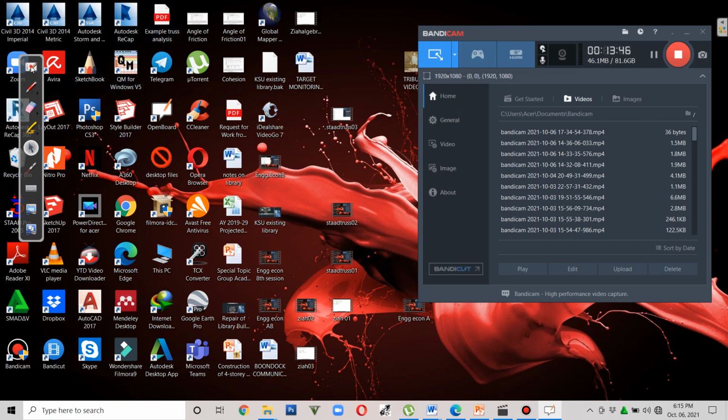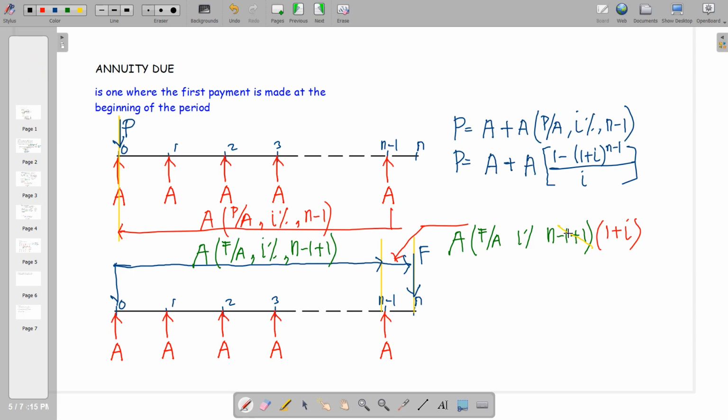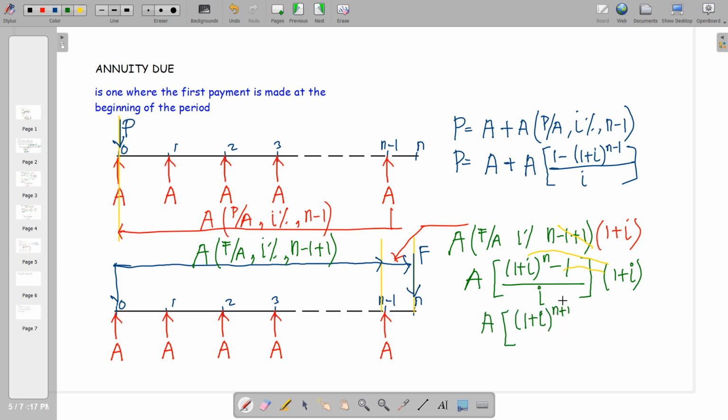So we can cancel that one. Okay. We can now omit that one. Then we substitute the formula of this. We have (1 + i)^n − 1 all over i(1 + i). So this time we are going to distribute this to the first term and the second term. We have (1 + i)^(n+1), less (1 + i), all over i.